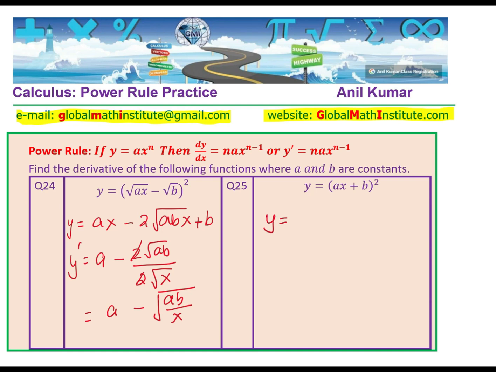We did it earlier. y equals a squared x squared plus 2abx plus b squared. b is a constant, right? So the derivative will be 2a squared x plus 2ab, right? So that becomes the derivative for this particular question. So with that, we solved 25 questions, all based on the power rule. So I hope now you have expertise on using the power rule, which is applied to y equals ax to the power of n and can be written as n times a times x to the power of n minus 1. Perfect. So we end this video at this stage.